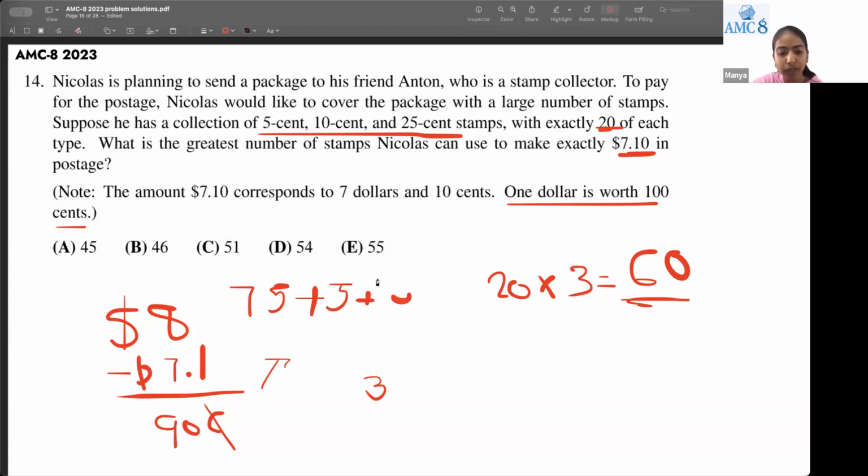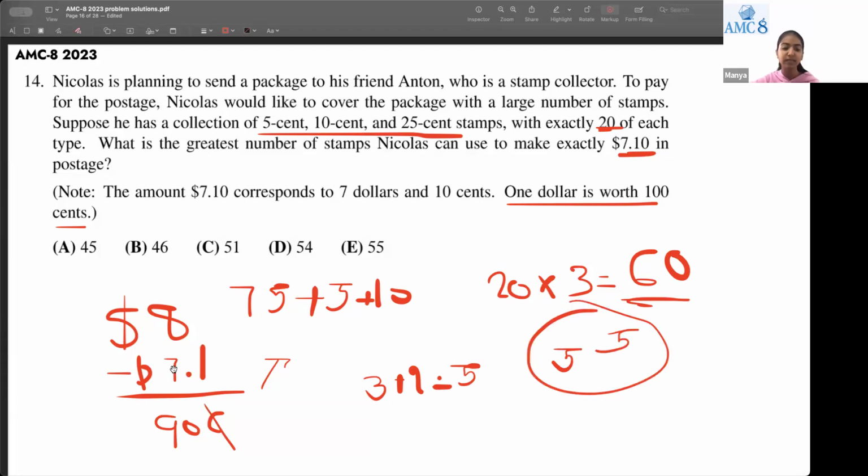Right? And we're going to be getting 2. So 3 plus 2 will be 5. So we'll be using 5 coins to make 90 cents, and we will need to subtract this from the total. So 60 minus 5 will be equal to 55, meaning that we will use 55 coins to make $7.10.